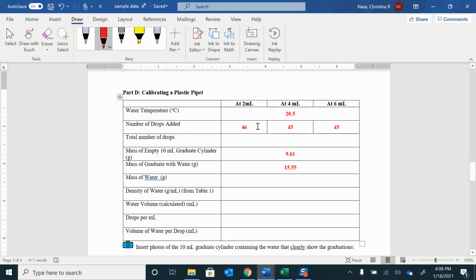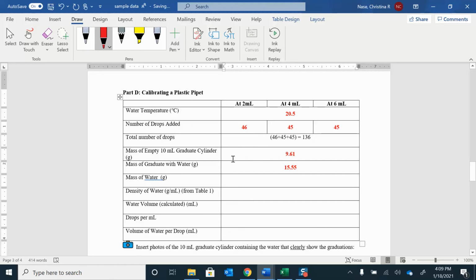It took me 46 drops in this case, and then I kept the water in the graduated cylinder, and I added two more mils by drops, counting the drops, and it took me 45 drops to get to 4 mils. I did the same thing to get up to 6 mils. So I keep adding in 2 mil increments. I would lose count if I had to start at 0 and add 6 mils and count how many drops. So we split it up. Plus you're going to have to keep refilling the pipette as you go. So to find the total number of drops, you add up the 46 plus 45 plus 45, and that should equal 136. So that's where I got 136 drops.